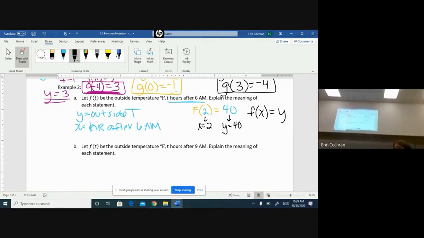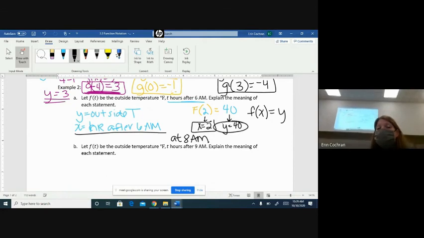Okay, so now in words, what does this mean? X is 2. X represents the hours after 6 a.m. So what time is it when x is 2? 8. So at 8 a.m., what does y represent? Temperature. So at 8 a.m., my temp is what? 40 degrees Fahrenheit, right? Obviously, it's 10:30 right now, but that's what that represents.